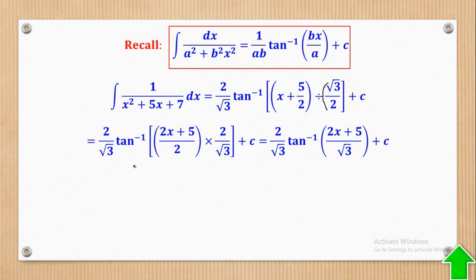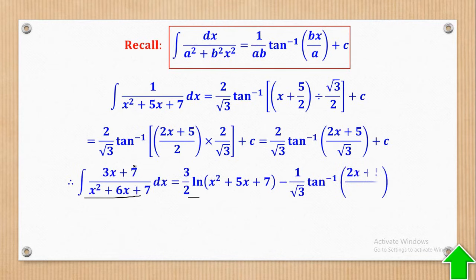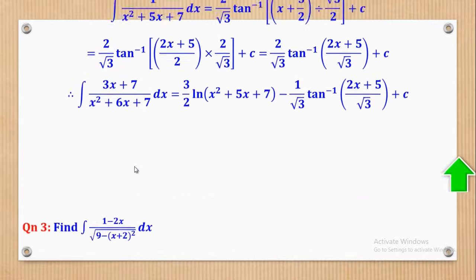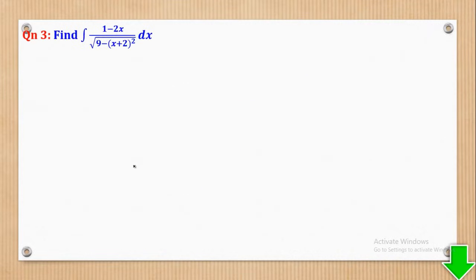So this division here can become a multiplication by changing to the reciprocal. In the end, I'll come up with this as the integral for this. But remember, that is not the end. We have to conclude that therefore this integral is equal to this minus that plus the constant of integration. That was question 2. Now we shall go to question 3.